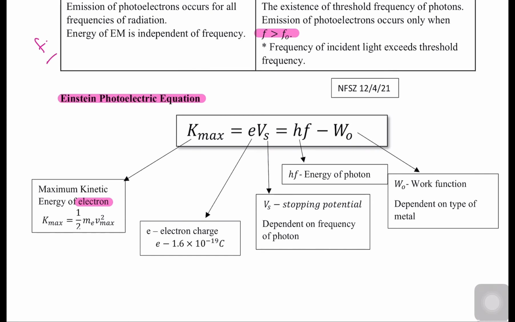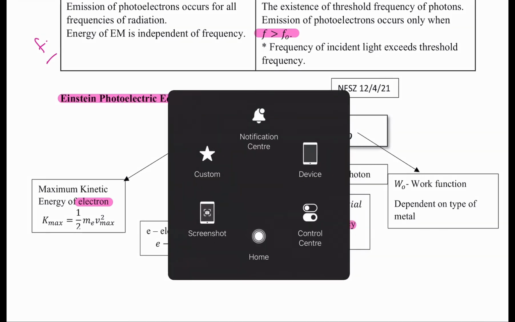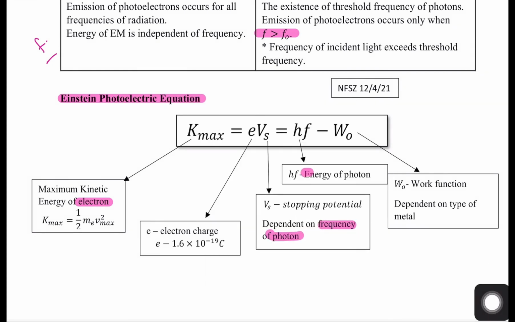So kalau soalan kata dia macam Vs kan, so definition Vs is negative stopping potential lah. Okay, so tak payah letak negative. So Vs is dependent on the frequency of the photon. Then kita ada hf, the whole thing here is the energy of the photon. So minus W0. W0 is a work function lah. So to change the work function, the only thing that we can do is to change the type of the metal used.